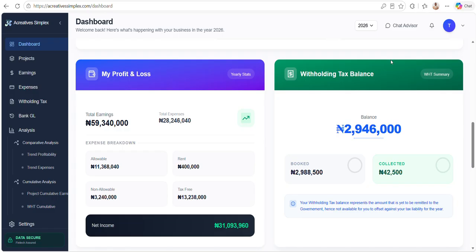Now let's go to our withholding tax tab. This gives us a withholding tax summary. Let's look at it. This is our total withholding tax booked for the year, our total withholding tax collected for the year, and our total withholding balance that is yet to be collected.